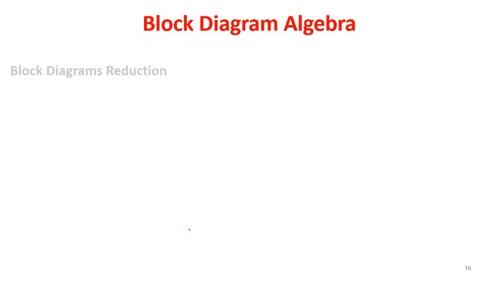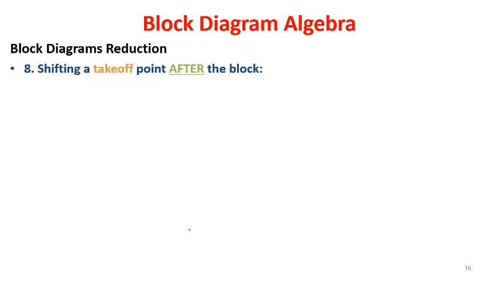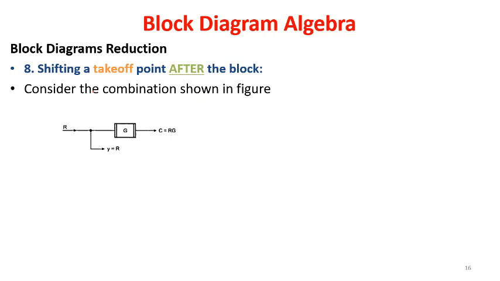Next, in rule number 8, we shift a takeoff point after the block. Here let's consider the combination. The takeoff point has to be shifted after the block, that is, in front of the block. Here we need to shift it. Let's see before changing. R is the input signal, Y will be equal to R of G, which you are going to take out from here. So if I am not shifting here, let me erase this one.